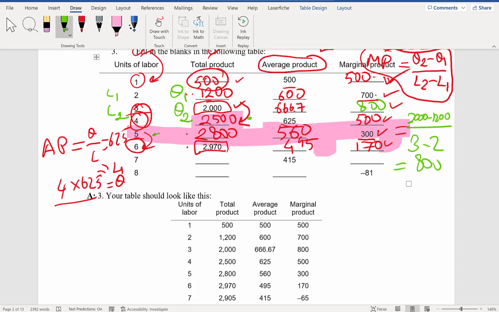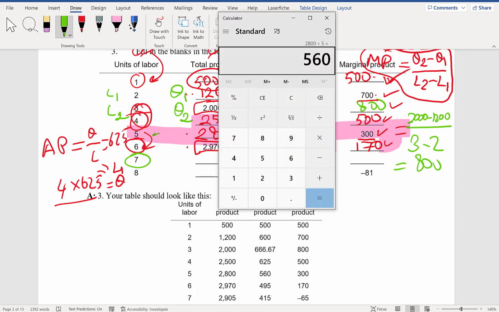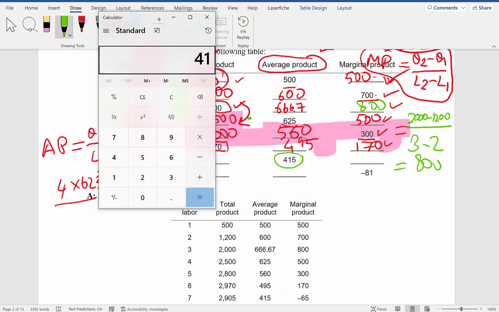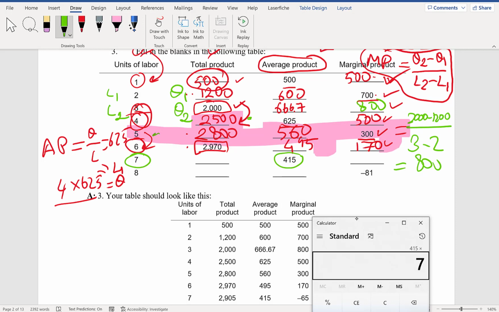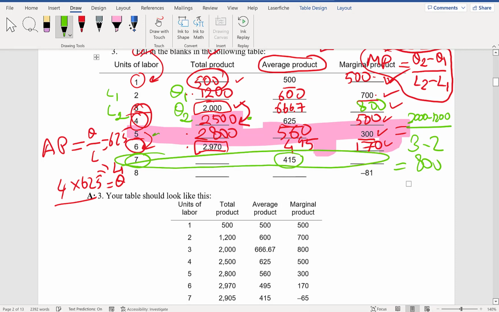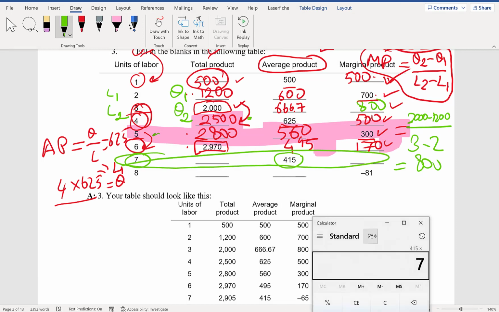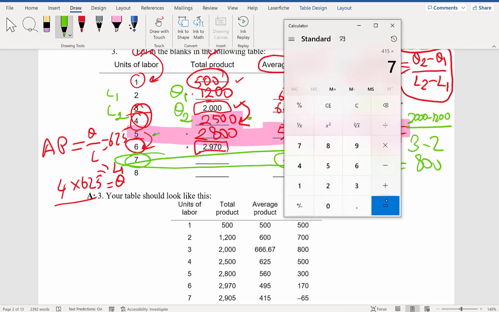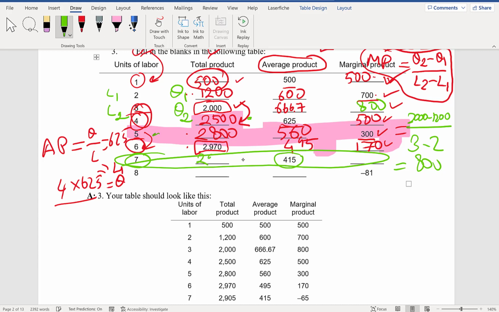Okay, next. Next, I have 450 for 7 people, right? Average product. So I'm going to multiply 415 times 7. Oops, look, I did 6. 7. Oh gosh. Okay, so we're doing this. I'm just double checking everything so we won't get the wrong answer. And this was a great example. 2905 is the total product.